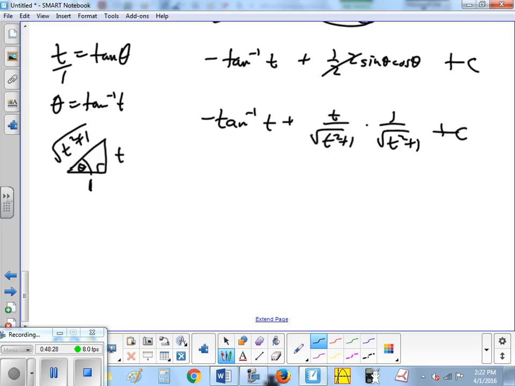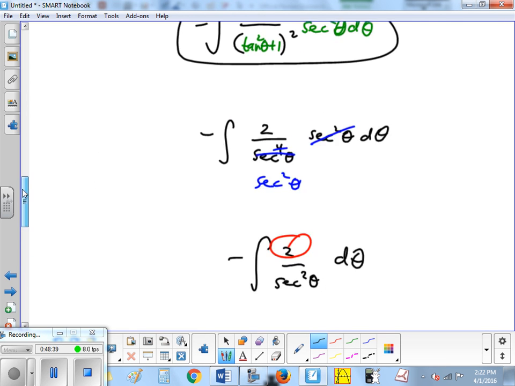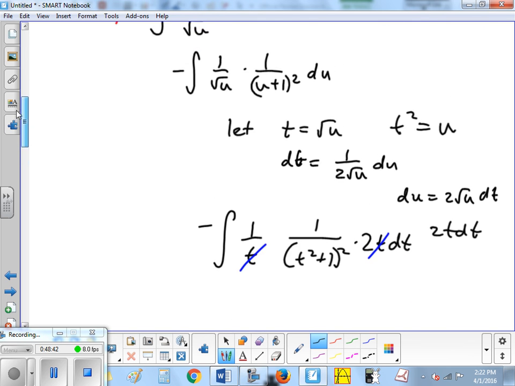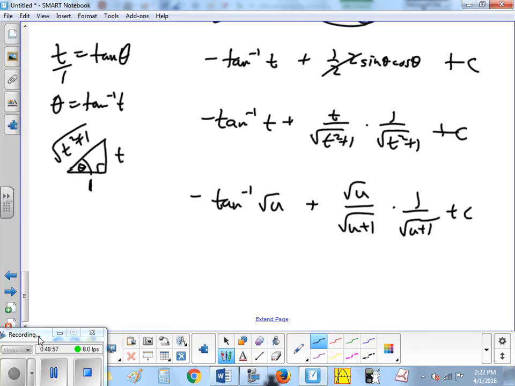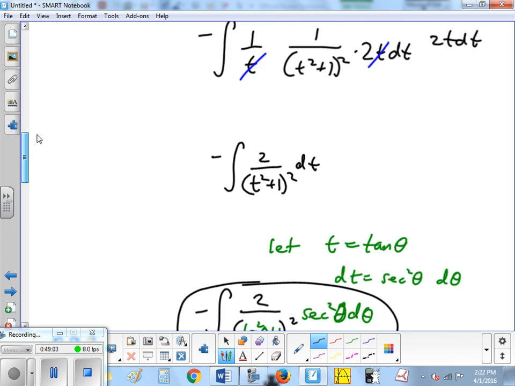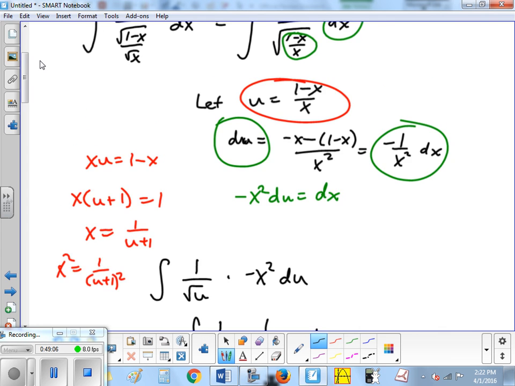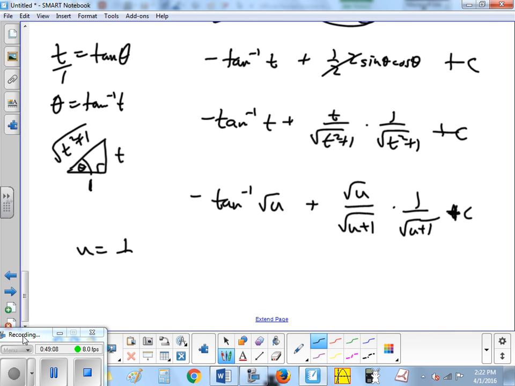But hold on, t was the same as, where did we get the t from? Let's see. T was tan theta. Oh yeah, t was rad u. T was rad u. Remember that? I remember that. T was rad u. So this is a rad u. This is square root of u plus 1. This is the square root of u plus 1. And I think at the very beginning we said that u was, this goes way back, u was 1 minus x over x. 1 minus x all over x.